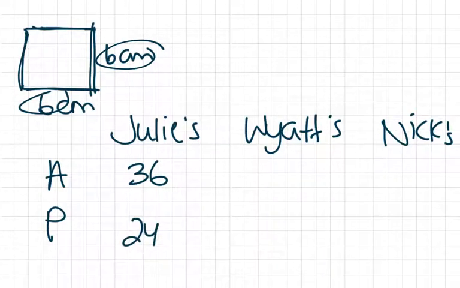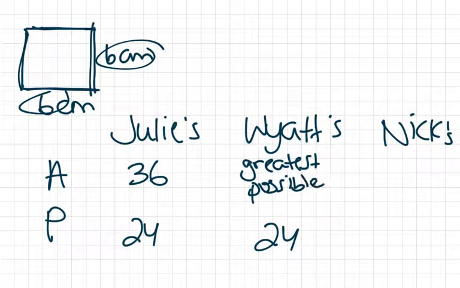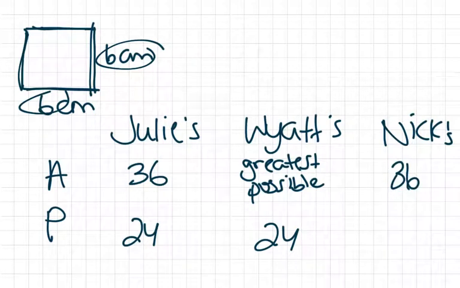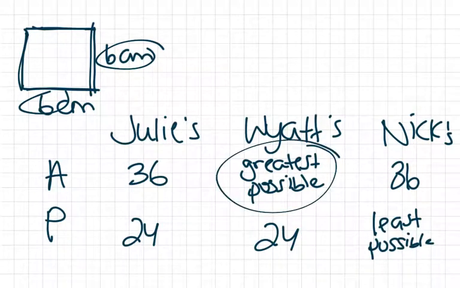Now, Wyatt's card had to have the same perimeter as Julie's, so 24, but it had to have the greatest possible area. And then Nick's card had to have the same area as Julie's, which was 36, and it had to have the least possible perimeter. So now we're going to talk about how we can find out what those greatest possible area and least possible perimeter are.